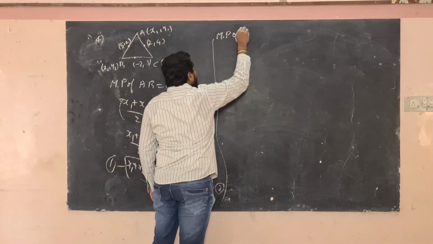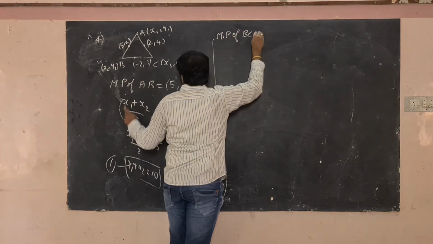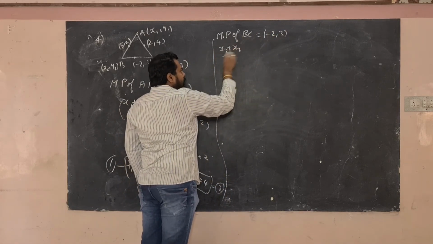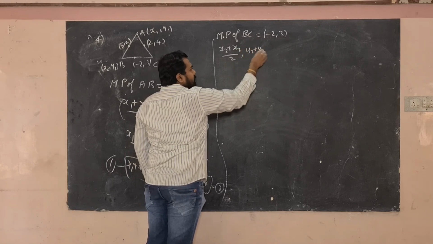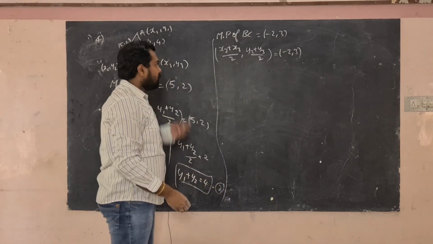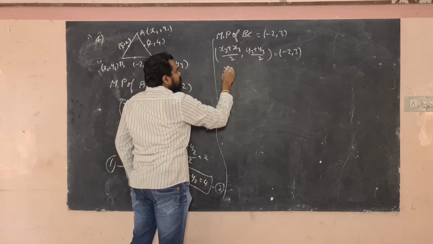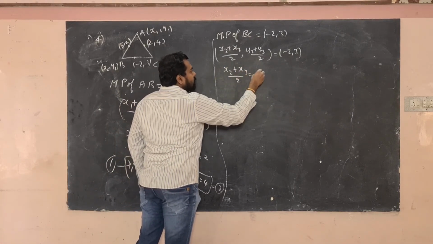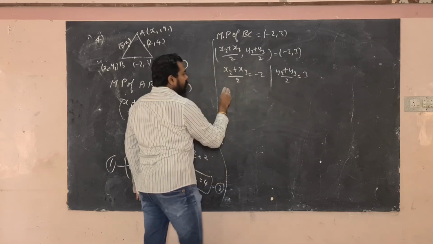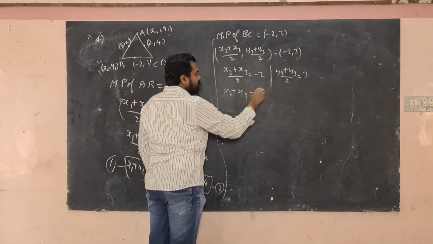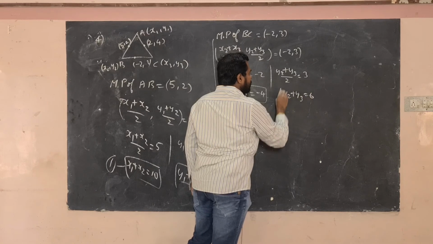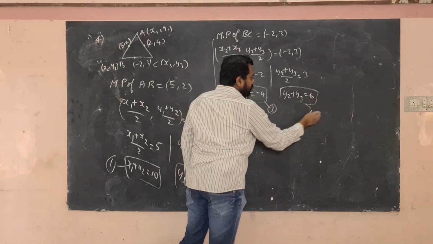Midpoint of BC: what have they given? -2, 3. The midpoint of BC is x2 plus x3 divided by 2, y2 plus y3 divided by 2, equal to -2, 3. Now equate x and y. x2 plus x3 by 2 equal to -2. Then y2 plus y3 by 2 equal to 3. Cross multiply: x2 plus x3 equal to -4, and y2 plus y3 equal to 6. So this is equation number 3, and this is equation number 4.